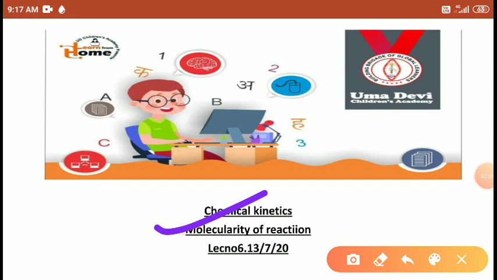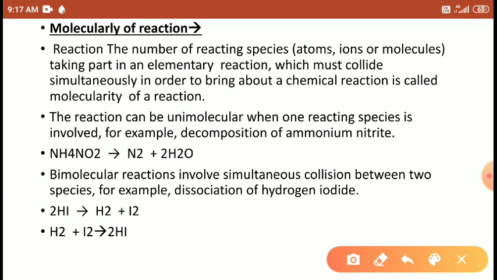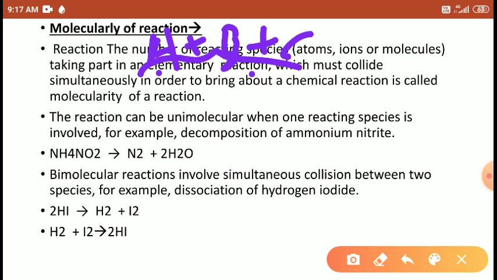Today we are discussing the molecularity of reactions. Molecularity is the number of reacting species that take part in an elementary reaction. Elementary reaction means two or more species react with each other. Two or more species, A, B and C, react with each other to form a product; that is what we call an elementary reaction. Right, students?